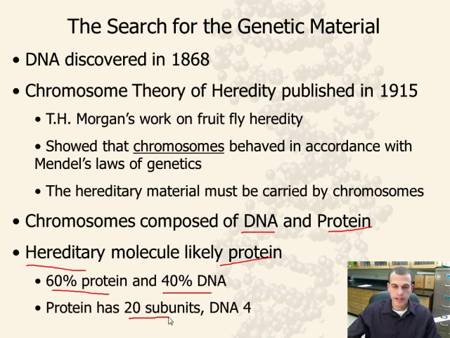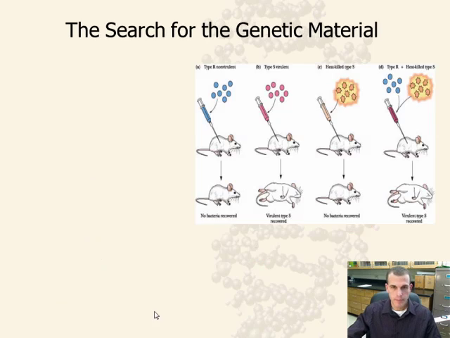And you can see here there are 20 subunits that make up these proteins. These subunits are called amino acids, and DNA is only made up of 4, which we know are the nitrogen bases, your A's, T's, G's, and C's. Because scientists saw the percentage difference and the number of subunits, they assumed it had to be protein, because there are more subunits, and for all the information it codes for, it has to have all these subunits in order to get the right information.